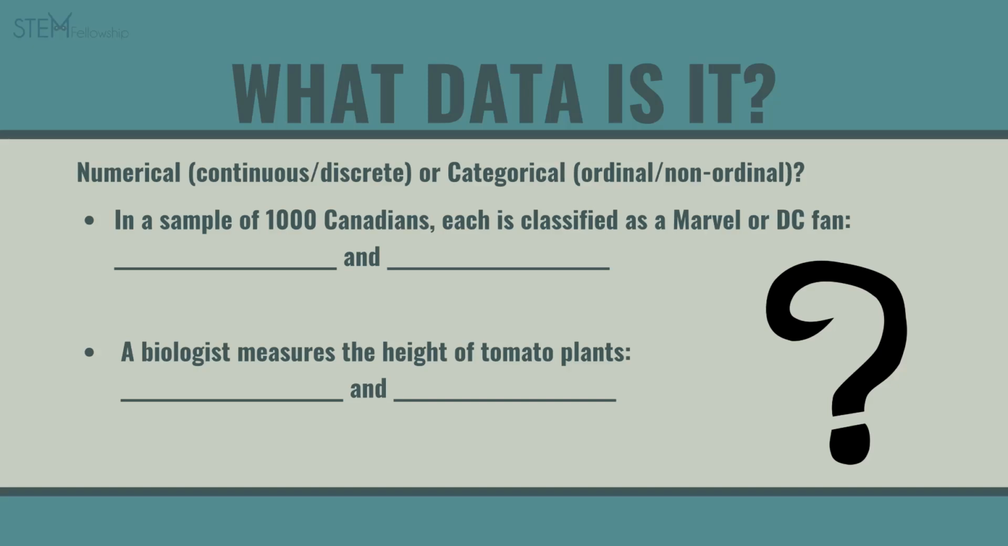Okay, in a sample of 1,000 Canadians, each is classified as either a Marvel or DC fan. This is categorical because it's either Marvel or DC, and non-ordinal because you can't order these two franchises. Two, a biologist measures the height of tomato plants. This is numerical because you're ending up with a number, and it's continuous because you can always go smaller and smaller when you're measuring something like height. If you have 1 meter, you can go down to 0.5 meters, you can go down to 0.25 meters, and so on.